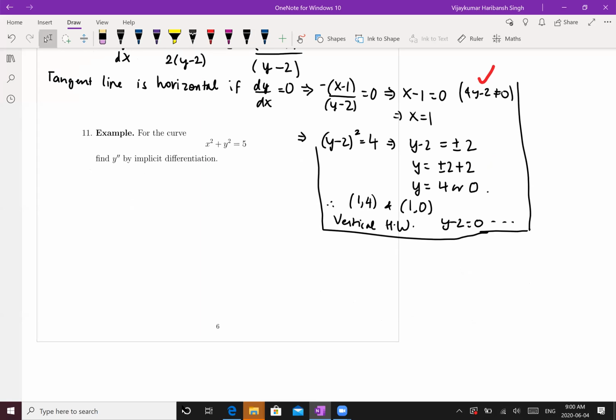Now let's do this one. x square plus y square equals 5. Find y double prime using implicit differentiation. So before we find y double prime, we need to find y prime. So can you do this problem, please?